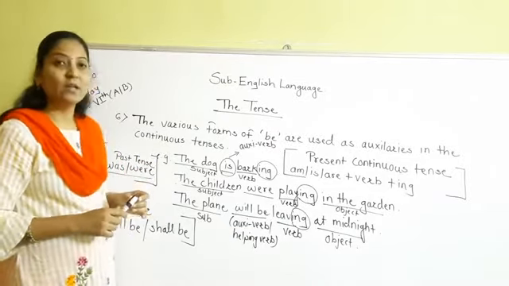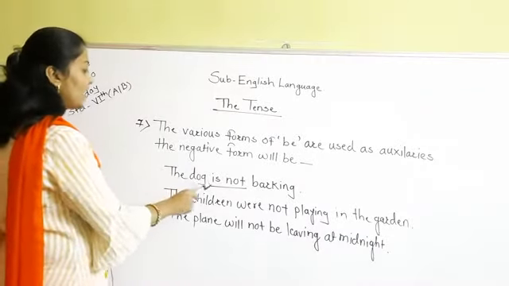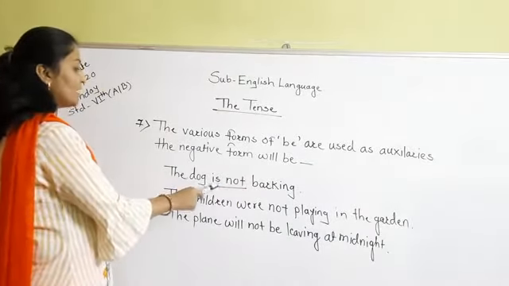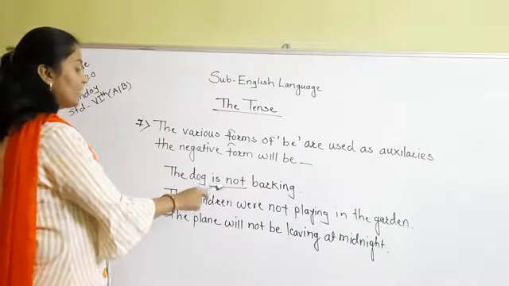Now students, see the next rule. The various forms of be are used as auxiliaries to form the negative sentence. Like this: The dog is not barking. It means after the auxiliary we have to add not. The dog is not barking.